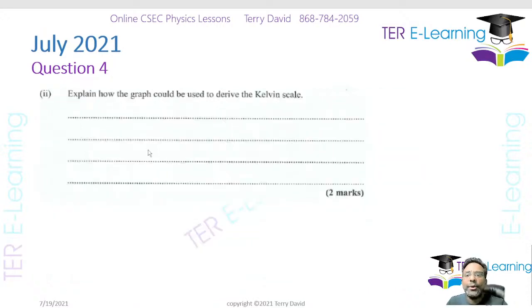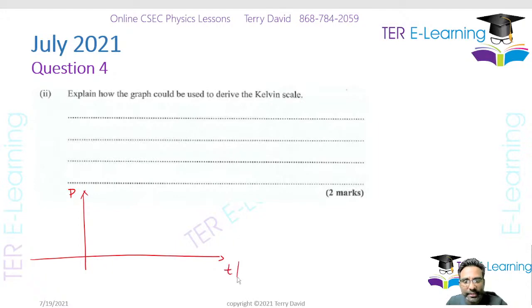Next part, explain how your graph could be used to derive the Kelvin scale. So this is what your graph looks like. This is pressure. This here is my temperature in degrees Celsius. Like I said, the graph is supposed to be a straight line like this. This particular graph is one of those graphs used to help establish the Kelvin scale. Now, if I extrapolate this graph, it is going to cut my temperature axis at minus 273 degrees Celsius. So explain how the graph could be used to derive the Kelvin scale.